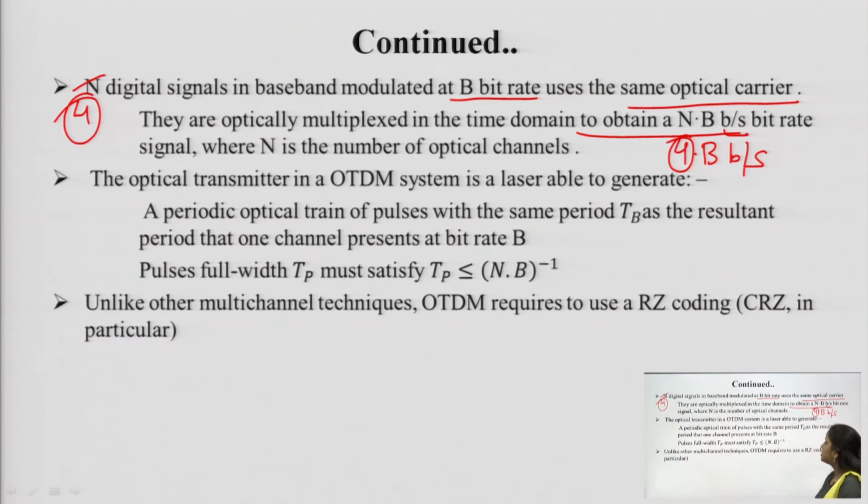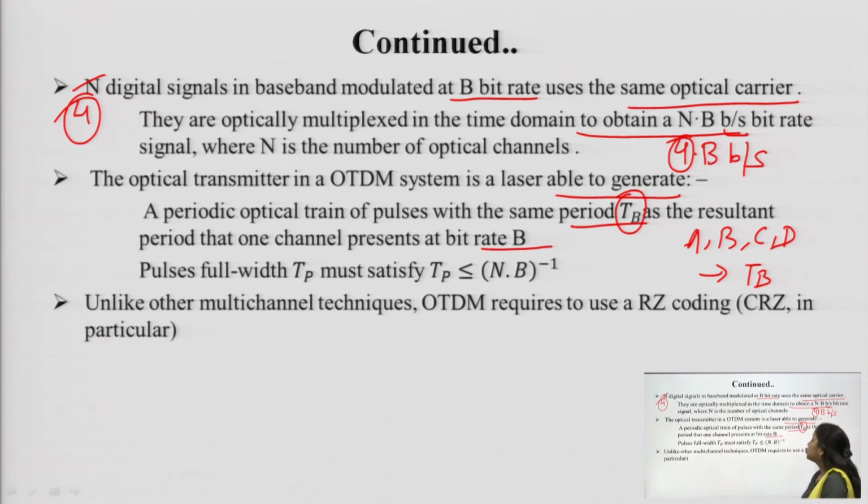An optical transmission in an OTDM system uses a laser able to generate a periodic optical train of pulses with the same optical period TB. So the different channels originating from the laser will have the same period TB. All 4 signals shown here, A, B, C, D, will have the same period TB. As a resultant period, that one channel represents a bit rate B. So the pulse width TP must satisfy this condition.